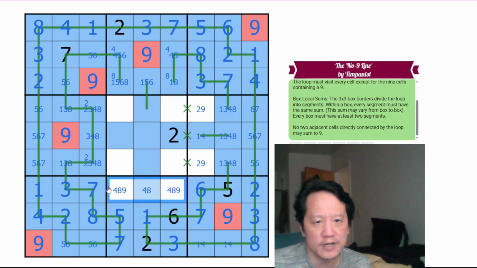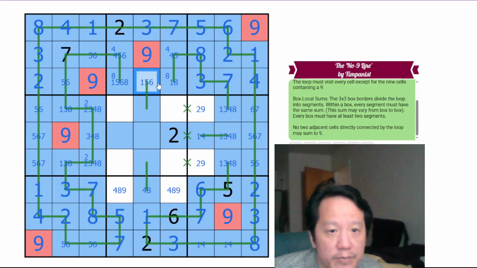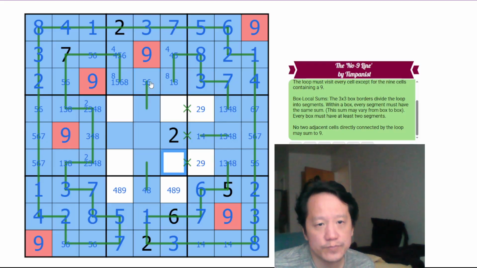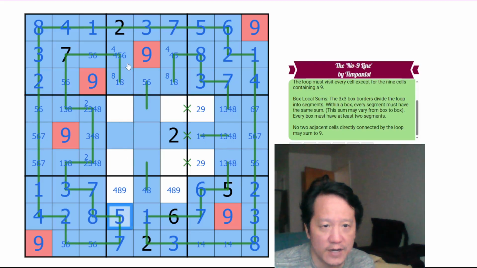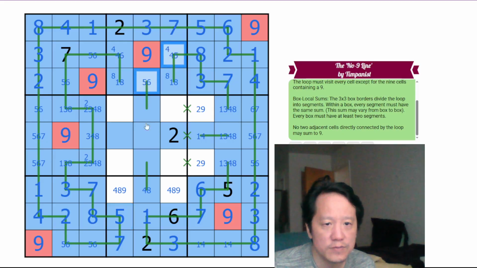It's 4, 8 as a pair. So it must come in here and then go back out. So we're guaranteed there, and then we don't know which way it's there. 1 eliminates 1 here. This is 5, 6 as a pair, which eliminates 5, 6 in the rest of the row, sorry. This is 1, 8. 5 eliminates 5 here. So 5 is either one of these two.